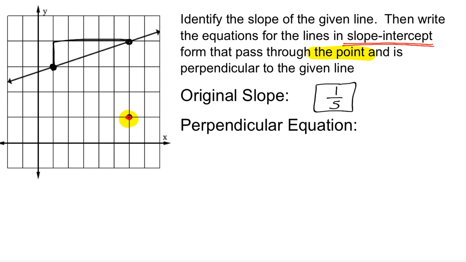Now, if I want to be perpendicular, I'm just going to make a note to myself. I want to be perpendicular, so I don't want this slope. I don't want 1 over 5. How do we do that with perpendicular lines? We flip the fraction and change the sign. Now, negative 5 over 1 is the same as just negative 5 for your slope.